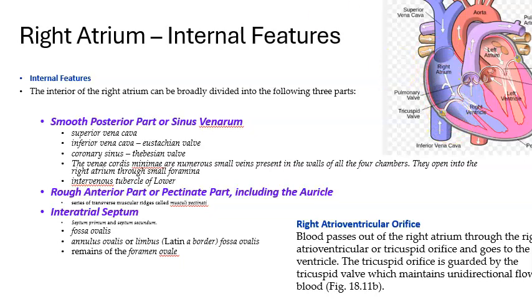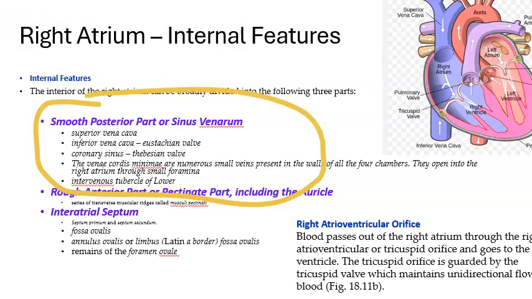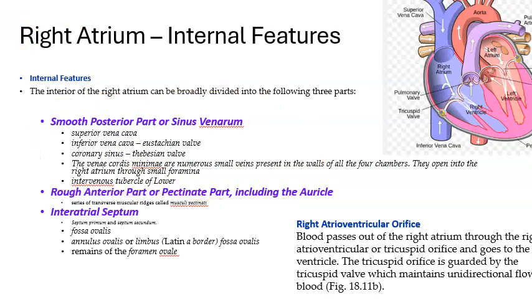Then you have the interatrial septum. Where is this interatrial septum? Here, between the two atria, you'll have the interatrial septum, right? And then what else is left for you to know? Between the atrium and the ventricle, here you have the valve. So inside, when you say internal features, you can explain this atrioventricular orifice also. That's the tricuspid valve opening. Now let's get started with the smooth posterior part, or sinus venarum.